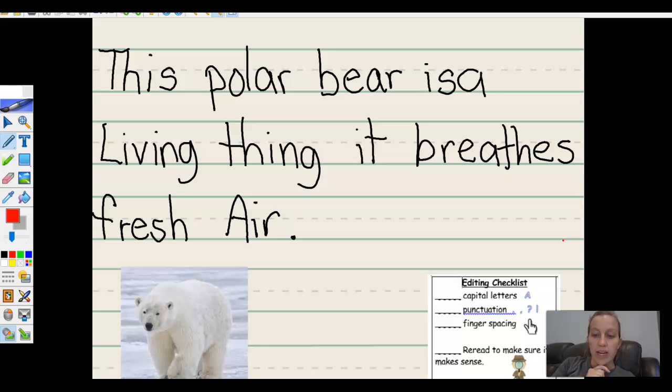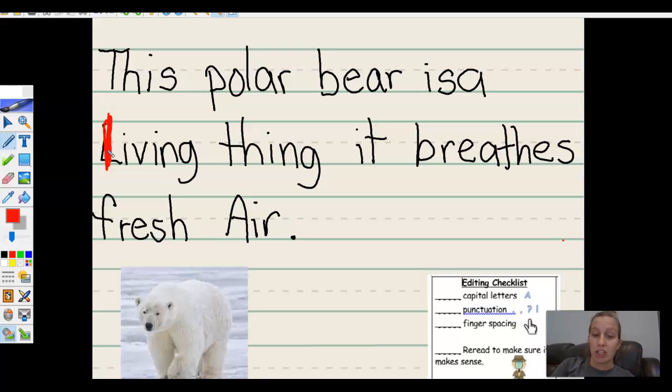Let's use our editing checklist to check our sentences for capitals, punctuation, and spacing. All right, first thing we'll look for are capital letters. Capital letters come at the beginning of a sentence. This polar bear, capital at the beginning, is a living thing. That's the end of my sentence, but living should not have a capital letter. That's in the middle of my sentence, so I'm going to put a lowercase l.